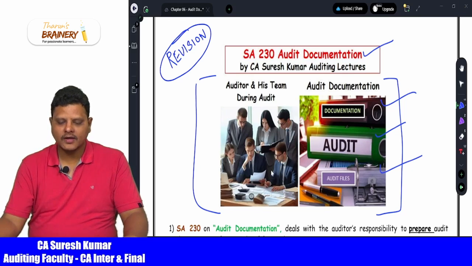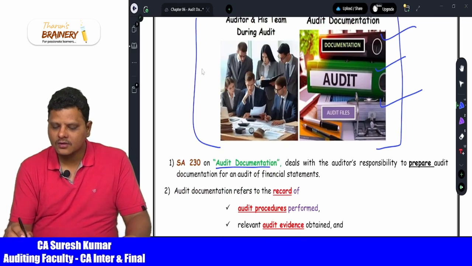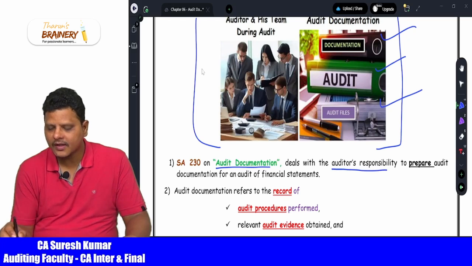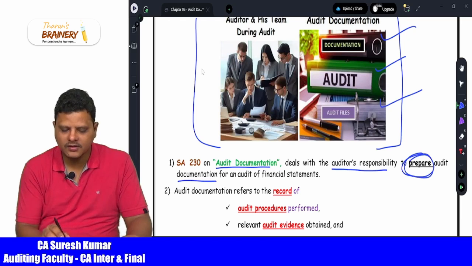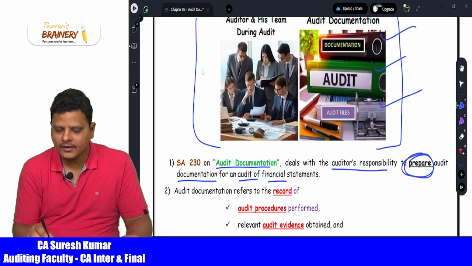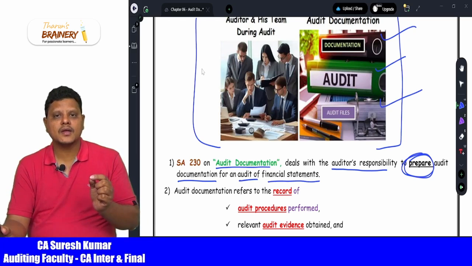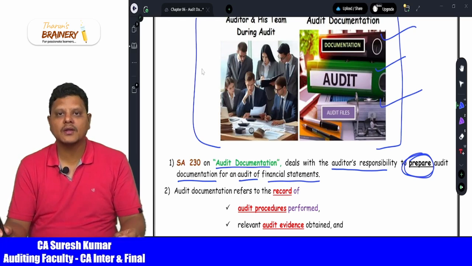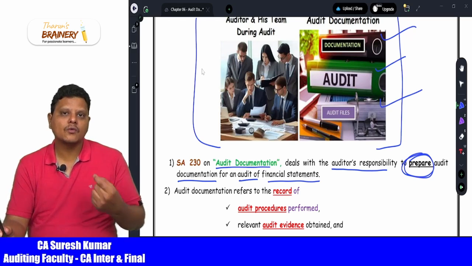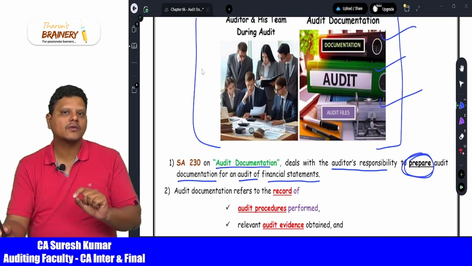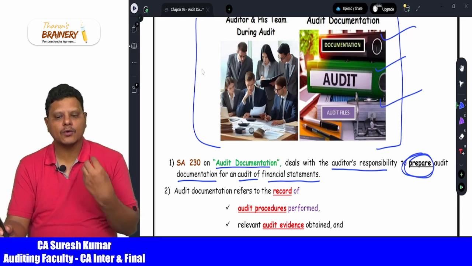Now what does SA 230 deal with? SA 230 talks about audit documentation, which deals with the auditor's responsibility to prepare the audit documentation for an audit of financial statements. So whose responsibility is it to prepare the documentation? It is the auditor's responsibility. Management should not be involved in the documentation process, because this entire process should be done by the auditor only.